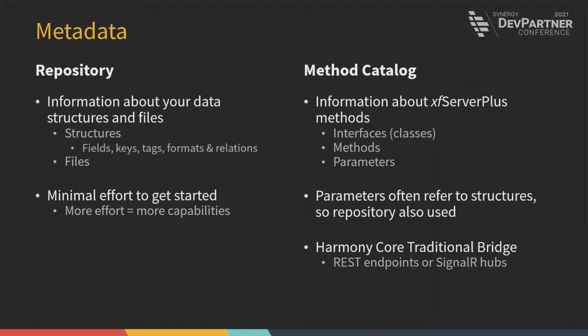If you don't have a repository, it's minimal effort to get started in creating a repository, but it's one of those things that the more information you put into the repository, the more capabilities you can use within CodeGen. But if you don't have a repository, basically importing record layouts and fields and spending a little bit of time to define keys and files can get you up and running fairly quickly.